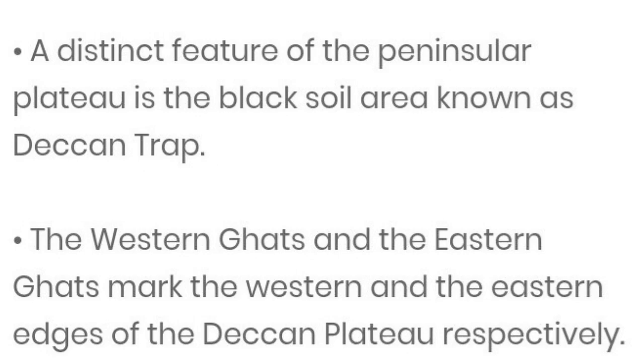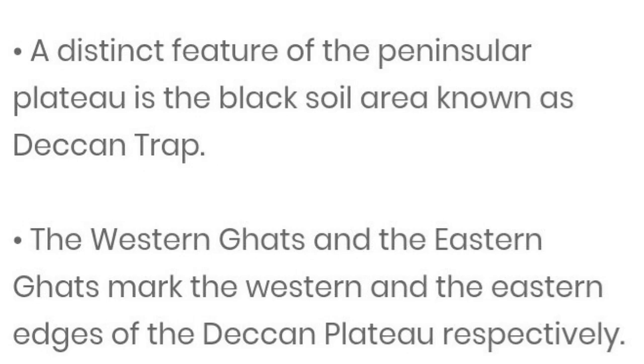So it is also known as the Deccan Trap. The Peninsular Plateau is known as the Deccan Trap because it is rich in black soil, which is good for the cultivation of cotton. The Western Ghats and the Eastern Ghats mark the western and the eastern edges of the Deccan Plateau.